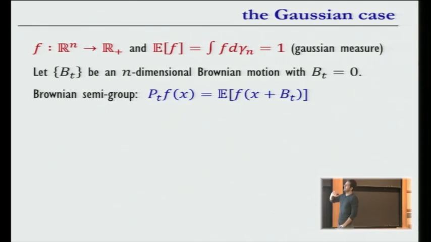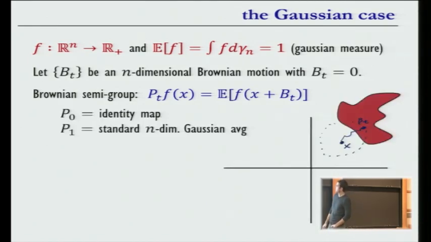Then we'll define this semigroup. It maps a function f to a new function pt of f, which is the result of doing the following. To evaluate pt f at x, you come to x, and then you average the value of f around the Brownian motion run for time t starting at x. The Brownian motion will be important for us soon, but this is just saying that you go to x and then you take a Gaussian with variance t, and you average with respect to this Gaussian. So we average f in a small ball around x.